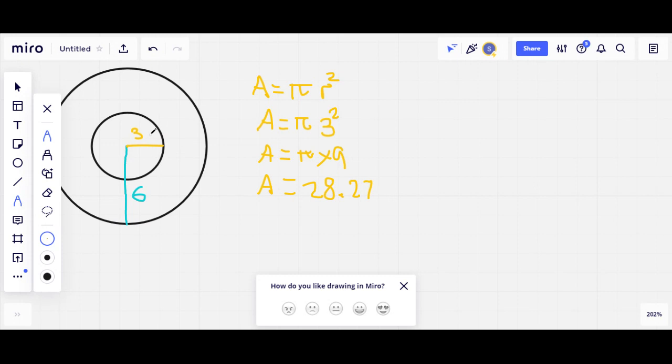And let's go put our values in here. Let's go centimeters in here. So we've got centimeters squared. So we've got to use squared because we're looking at area.